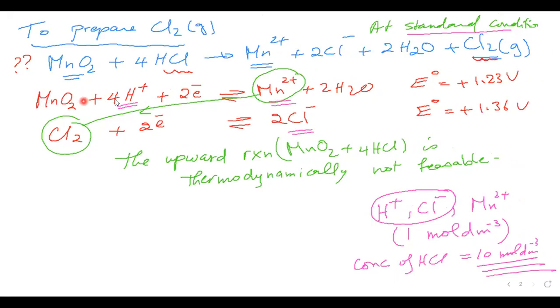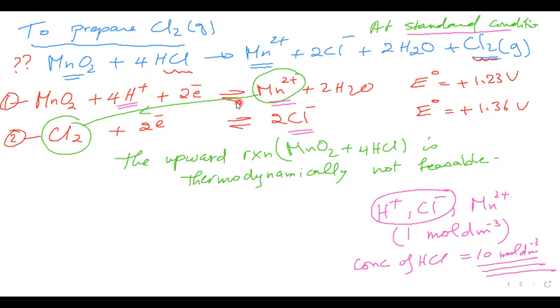If I look at the first equilibrium here, and this is the second equilibrium, we will see that when I increase the concentration of HCl, this means that the hydrogen ion concentration will increase. So what will happen to the equilibrium? Will it shift more towards the right-hand side or will it remain the same? I will repeat. If I change the concentration of HCl, instead of 1 mole per decimeter cube, I'm going to make it 10 mole per decimeter cube. This is no more standard condition.